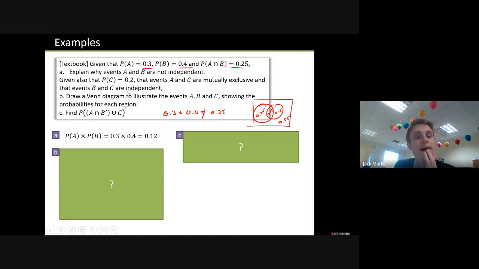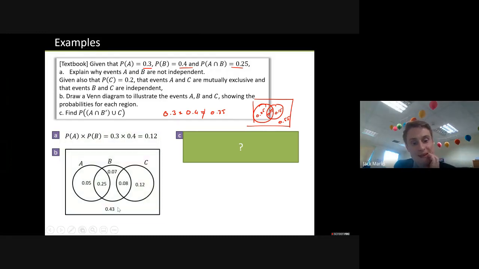Okay. Draw a Venn diagram. Oh, sorry, I didn't see that. We've also got probability of C. So they've added another one here. A and C are mutually exclusive. Remember, if something's mutually exclusive, it means that the circles do not overlap. There does not exist any intersection. You cannot simultaneously be in both groups.